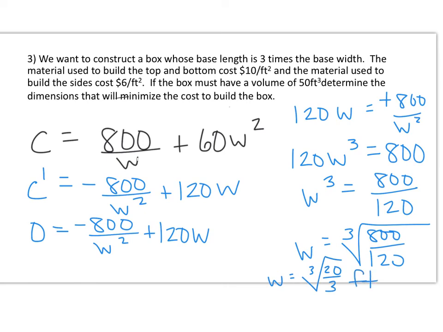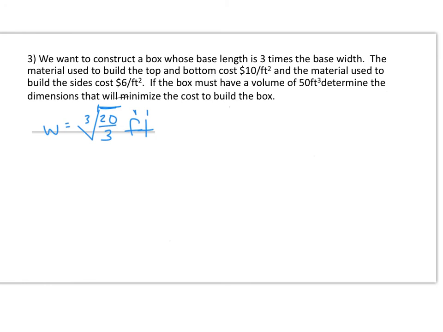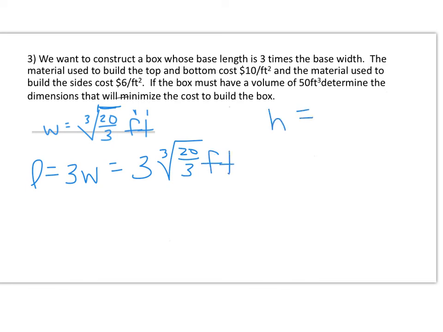Now we want to know what are those dimensions, so I also need to know my length, which is going to be 3 times that, and I need to find my height. Okay, so we know our width. So the length, we said it was 3W. So this is 3 times the cubed root of 20 over 3 feet. But we also need our height. And we said our height was equal to 50 divided by 3W squared. So this one takes a little bit of algebra to clean up.